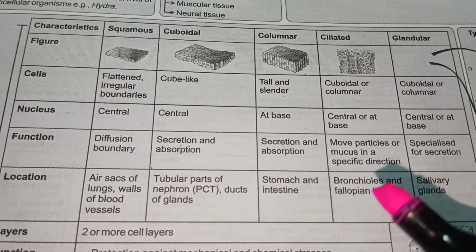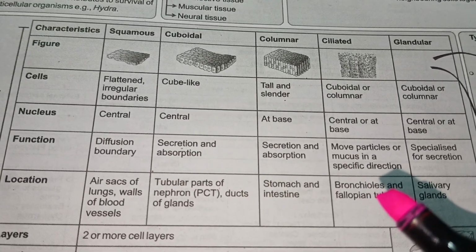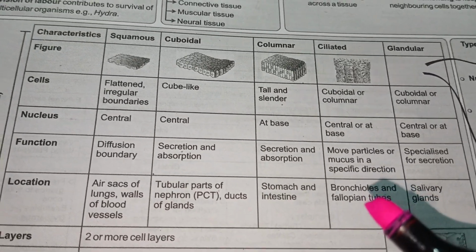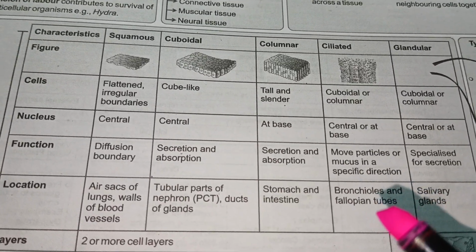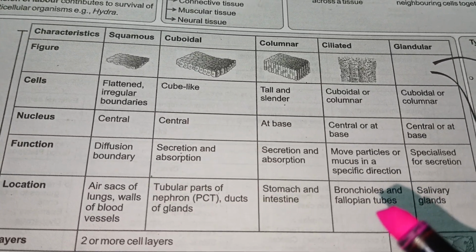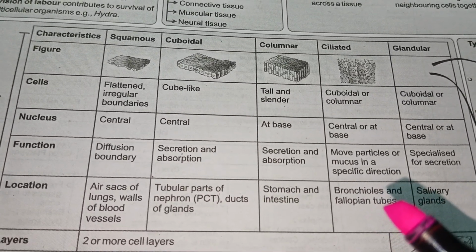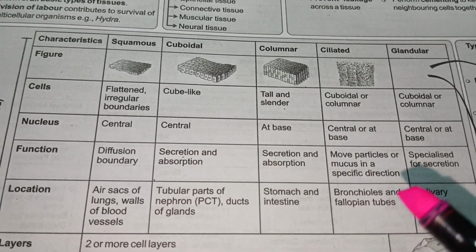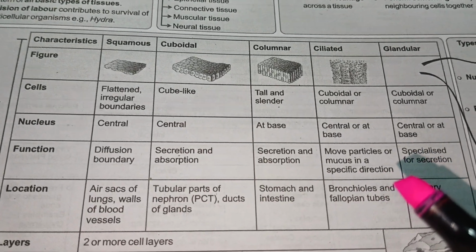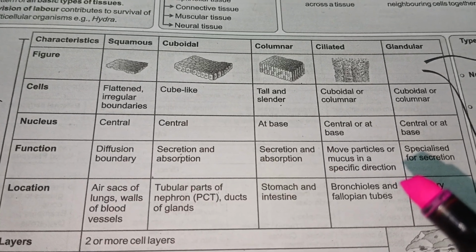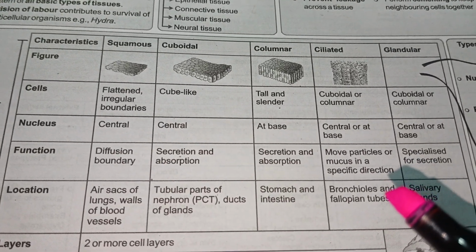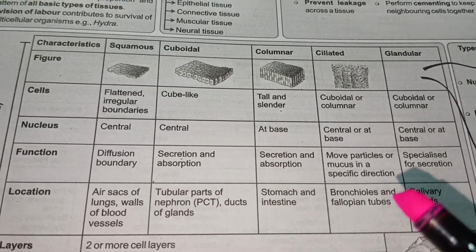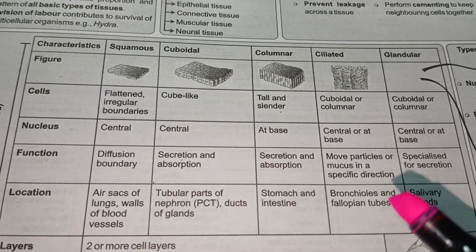Ciliated epithelium, basically its function is to move particles or mucus in a specific direction, such as in the bronchioles and the fallopian tube, in which bronchioles are the pipe-like parts, and the fallopian tube is also a pipe-like part. That's why the mucus or any particles move through them.